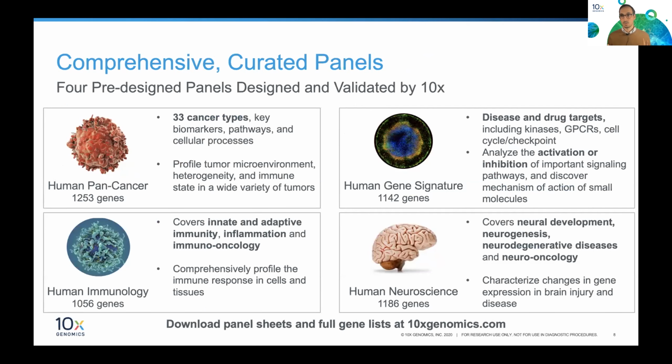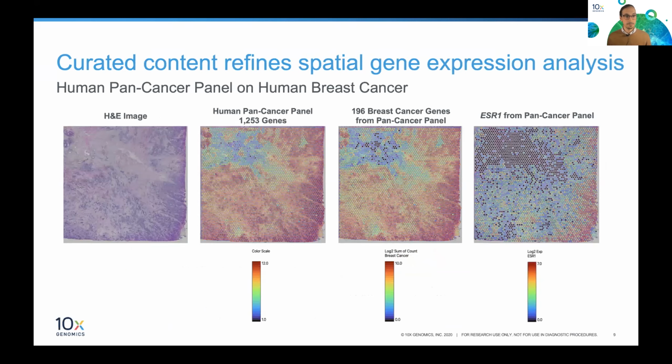Just quickly about our panels. So we have 4 different panels so far, which allow you to really focus on the genes you're interested in, or you can do discovery on the entire transcriptome. And I'll focus a bit on the human pan-cancer panel, which has about 1,200 genes. And this is an example of the data.